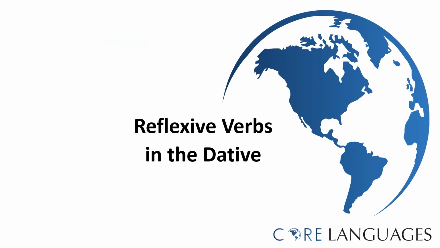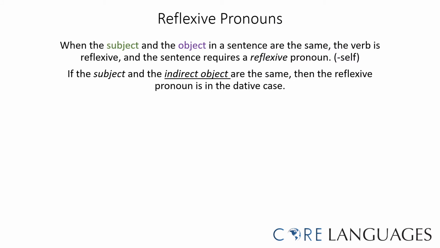Reflexive verbs in the dative case. When the subject and the object in a sentence are the same, the verb is reflexive and the sentence requires a reflexive pronoun. In English, we say myself or yourself. If the subject and the indirect object are the same, then the reflexive pronoun is in the dative case.